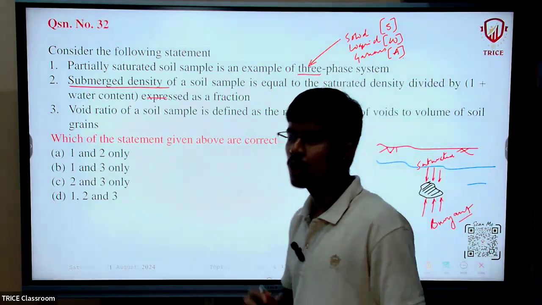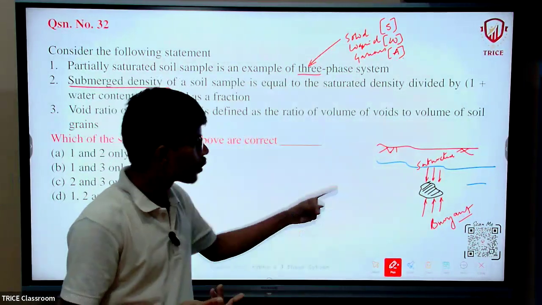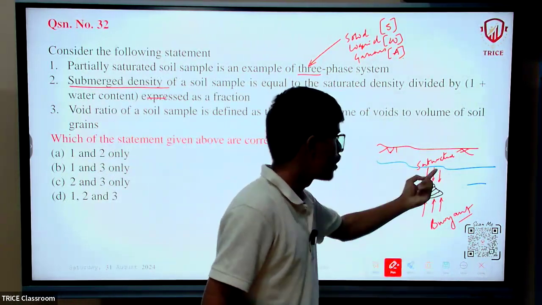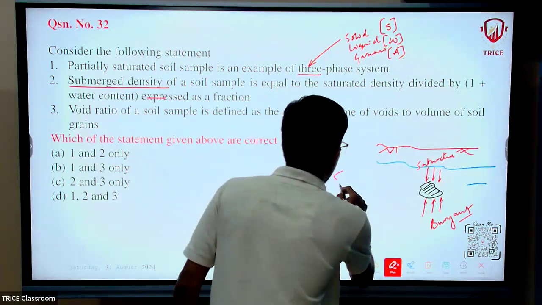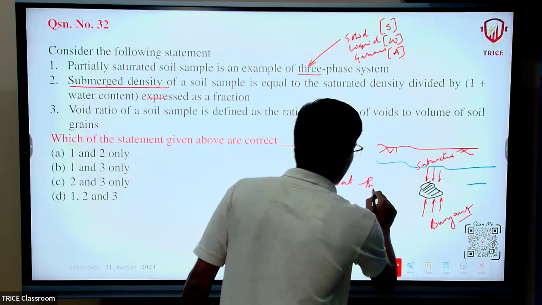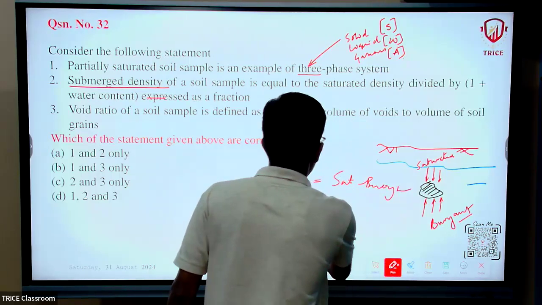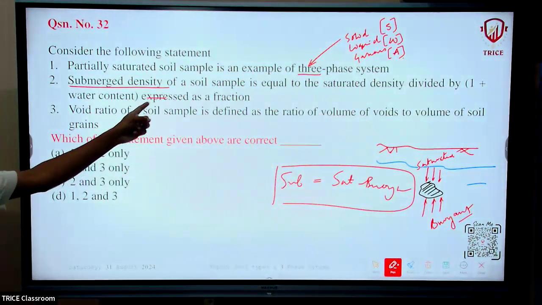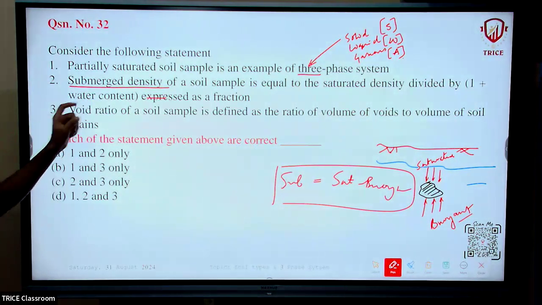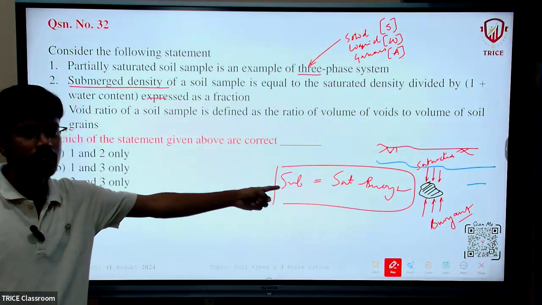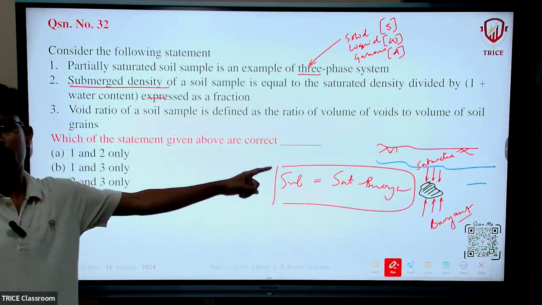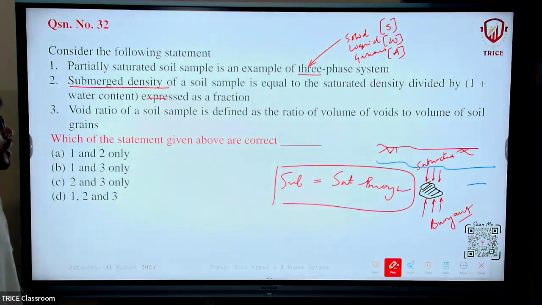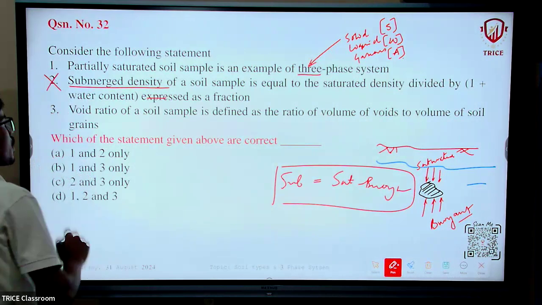For the submerged density, you should take the effective value, that is, the difference: the downward pressure minus the upward pressure. We can say the saturated minus the buoyant force. It is regarding the submerged only, just considering the effect, not this factor. The saturated density divided by 1 plus w cannot be expressed as a factor; it should be expressed in the form of kg per cubic meter, gram per cc, Newton per meter cube, or kilonewton per meter cube, right? So we can't use the second one.